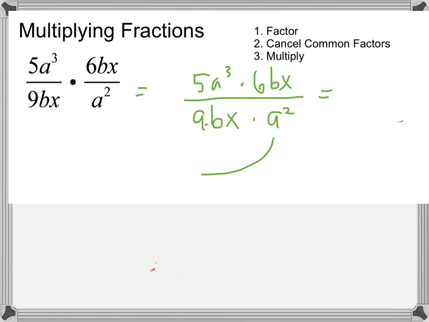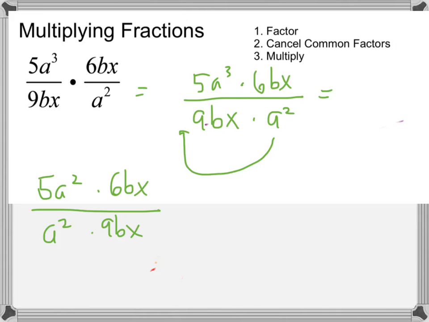So I want to rearrange the a so that it's in the front, which I can do because multiplication is commutative. So in the numerator I have 5a squared times 6bx, and I have a squared times 9bx. Now I can see right away that the bx is canceled, because they share a factor of bx, and bx divided by bx would just be 1, and this would be 1. But if you'd like, you don't have to put the 1s there. Just remember that when you divide, you'd be left with that 1.